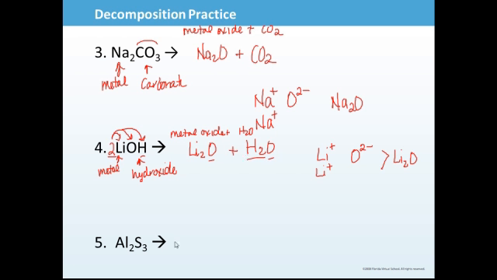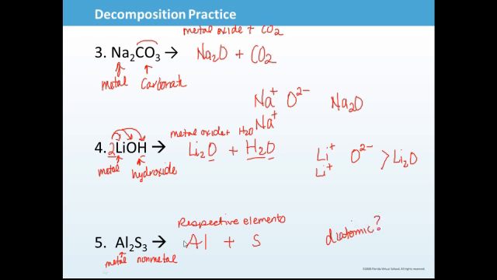The fifth and final practice problem, Al2S3, that is a binary compound. It's a metal plus a non-metal, which is a very standard ionic compound. And so in the lesson we learned that it's going to break down into its respective elements, which means you just separate it. So it's Al plus S. You want to double check to see if you have any diatomic elements. Don't forget about that.